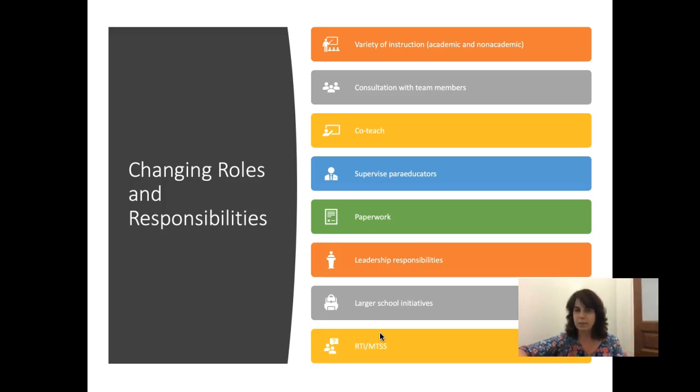Leadership responsibilities. So managing a team of people that are potentially working with the students. You're also involved, hopefully, in larger school initiatives, educating people on the needs of kids with disabilities. And you're also actively involved likely in the response to intervention or the MTSS process, which we'll talk a little bit about in a minute.